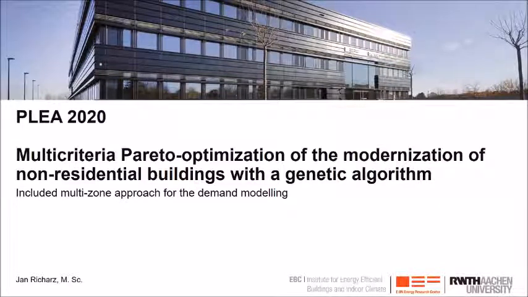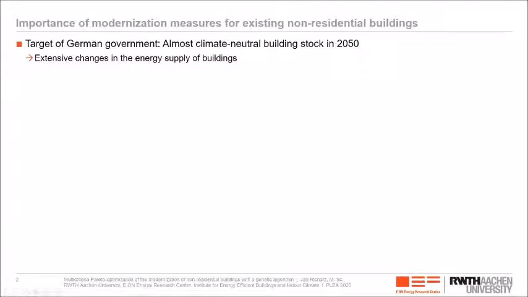I'm from the Institute for Energy Efficient Buildings and Indoor Climate of the Technical University of Aachen in Germany. In this talk, I'd like to present our work on the optimization of modernization measures for non-residential buildings by using a genetic algorithm. Why is it important to identify modernization measures for non-residential buildings?